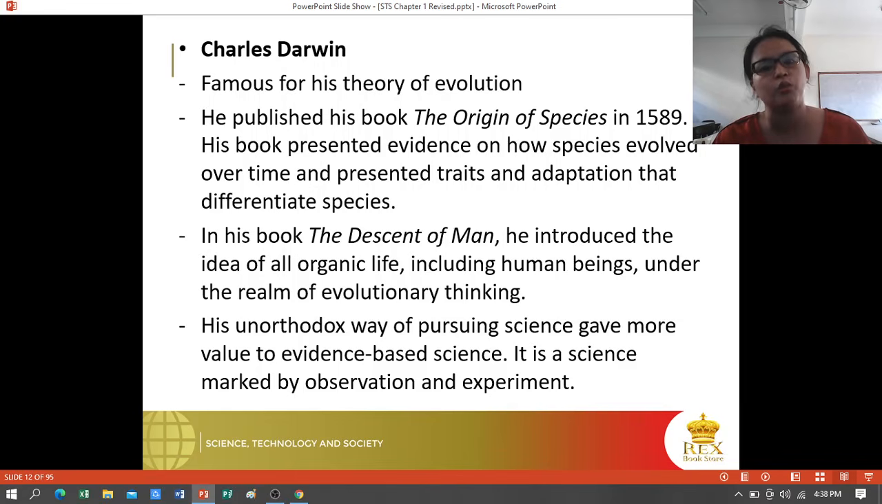So, he has 2 books, no, The Origin of Species and The Descent of Man. He introduced ideas of organic life, including human beings, under the realm of evolutionary thinking. Yung evolution, no, the evolutionary, siya yung nag-start lahat. So, his unorthodox way of pursuing science gave more value to evidence-based science, no? It is a science marked by observation and experiment.